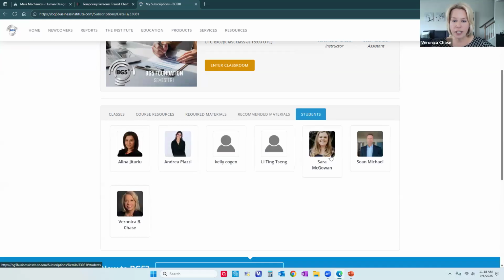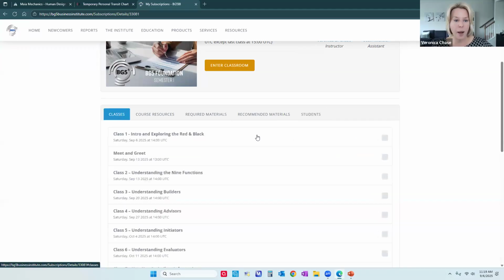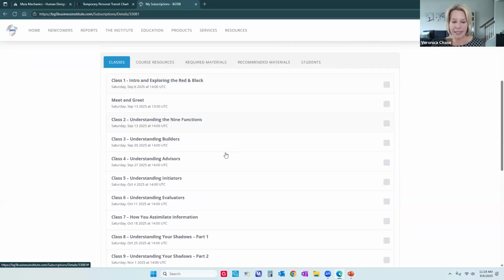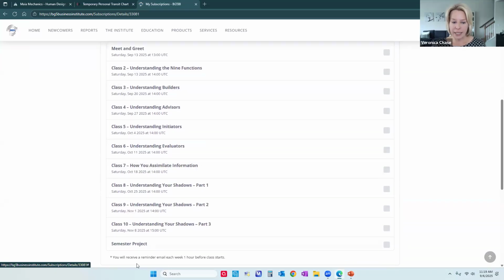And then over here is where we'll see the group of students who ultimately do decide to move forward and sign up. So all the classes are listed here. There is a semester project at the end of the semester.